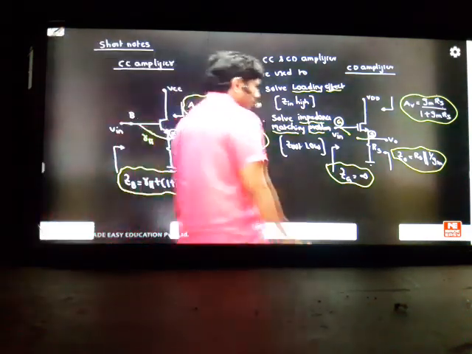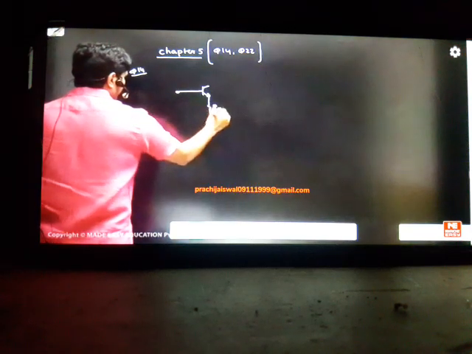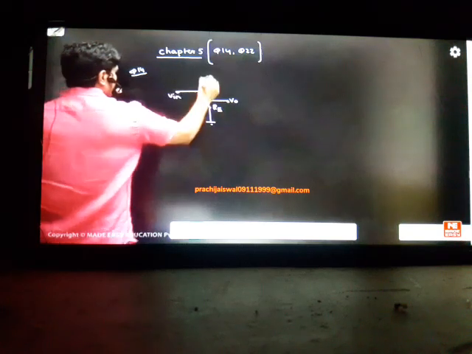So let us start with the electrical questions first. It is based on chapter 5. We have two questions now: question number 14 identified, and question number 22. In a single slide I will complete these two questions. If you observe question 14, he has given a common collector circuit. By seeing this, you can identify it is a common collector amplifier.